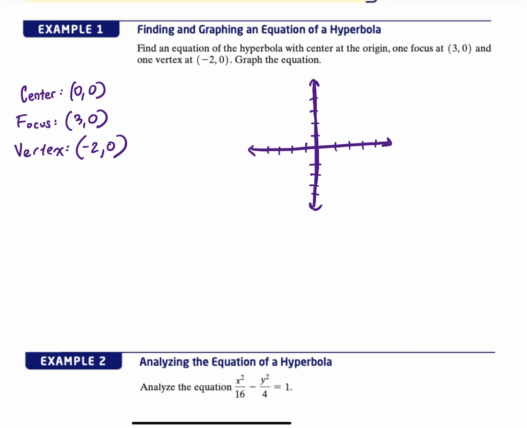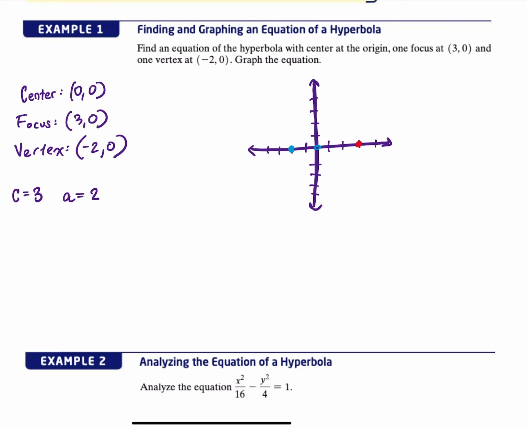So center is at the origin. I'm going to make these a little more evenly spaced. We have a focus point at positive 3, 0. 1, 2, 3. So that tells us that's a distance of 3. That would be our C value. So I'm just going to make a note of that. C is equal to 3. And we have a vertex at negative 2, 0. So that distance from the center point to the vertex, in this case a distance of 2, will be our A value. So I'll go ahead and write that down.